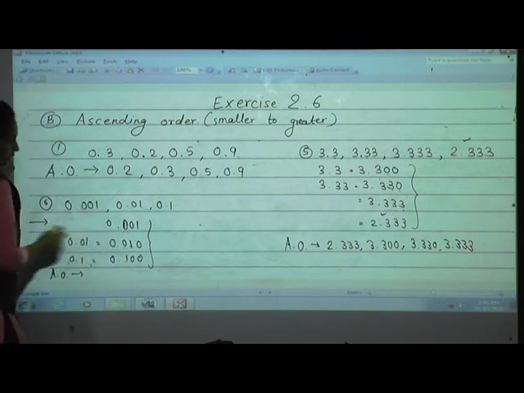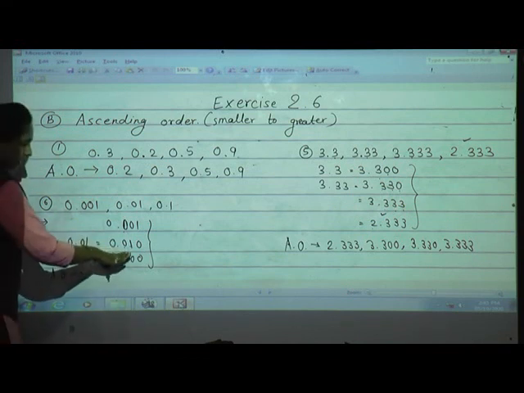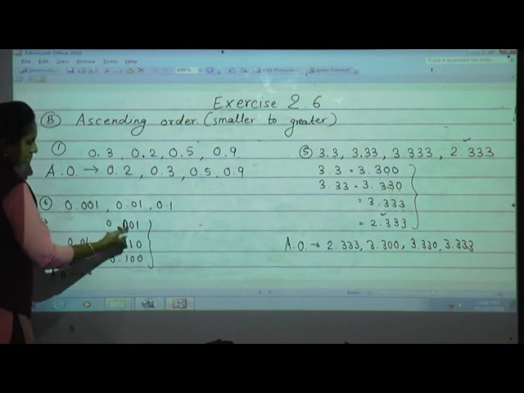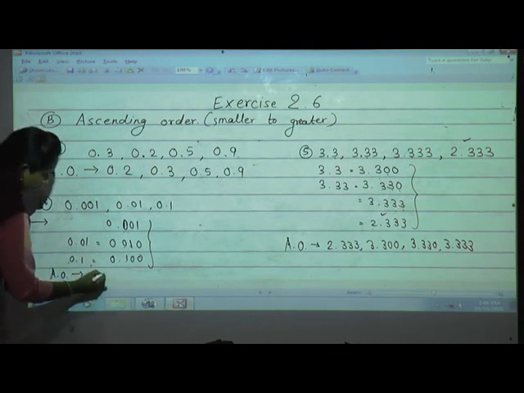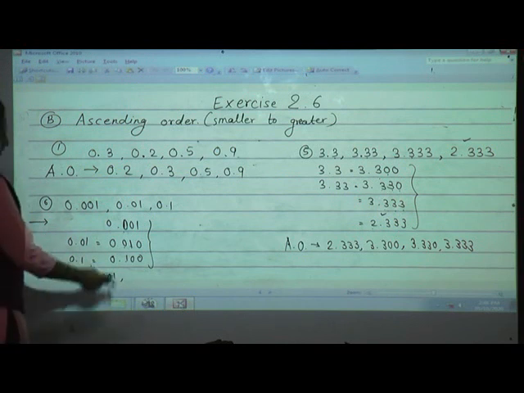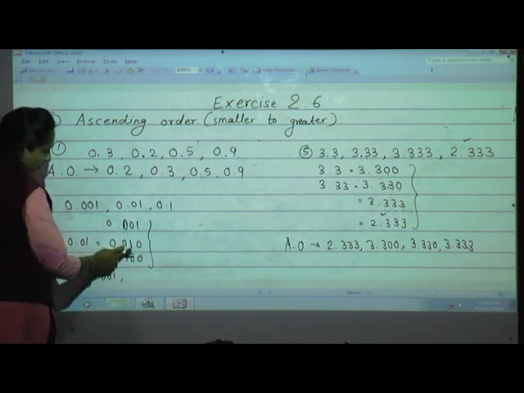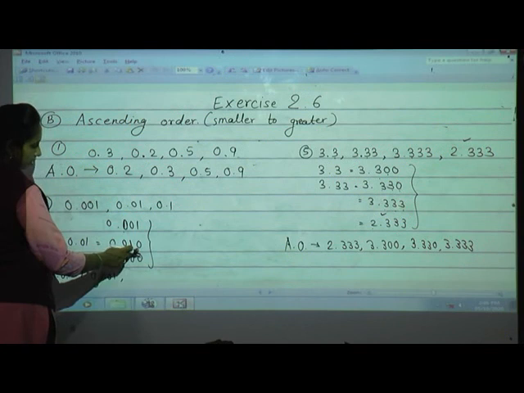Now 2 zeros are smaller, so we'll leave this. We will compare both the numbers with the hundreds place, 0 and 1, which is smaller, this one. So write here 0.001, comma.